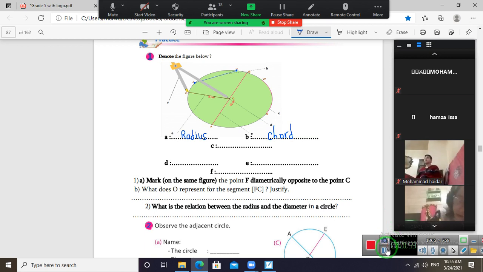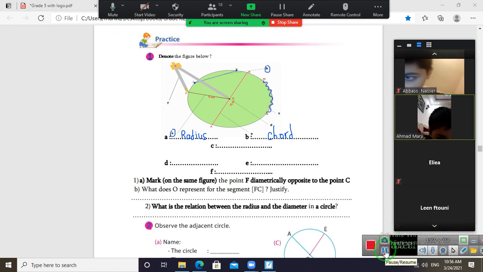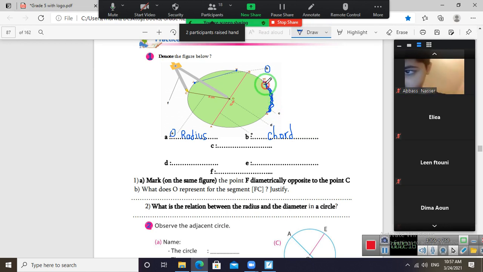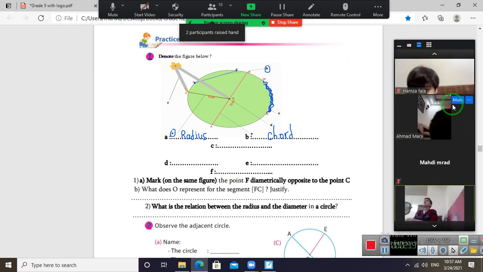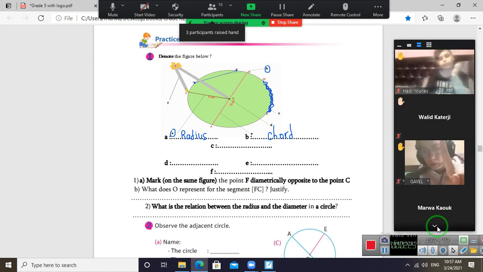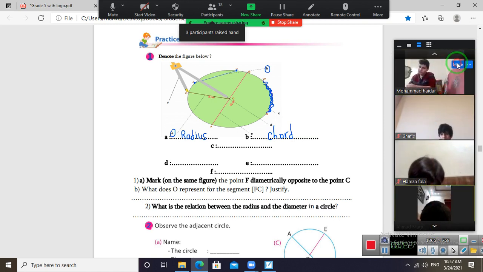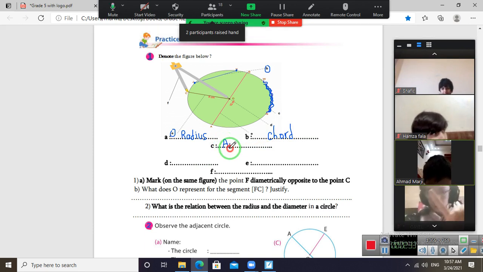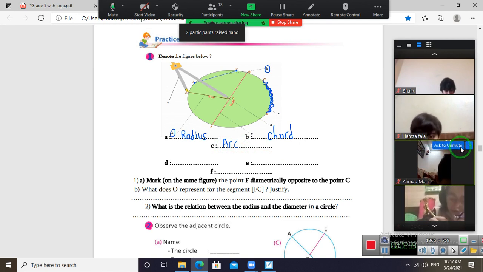Now C. So now Ahmad wants to tell me what part C is. It is WS. What do we call WS? From outside the circle, when it's outside, what do we call the shape that is outside? Arc. Very good. It's an arc, teacher, since it's outside the circle. Okay, Ahmed, it's an arc. Very good.